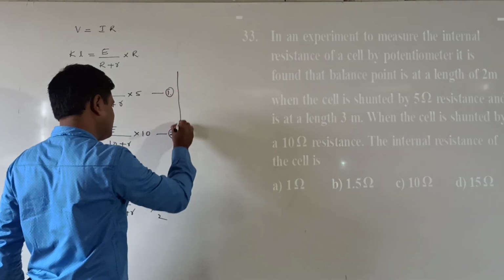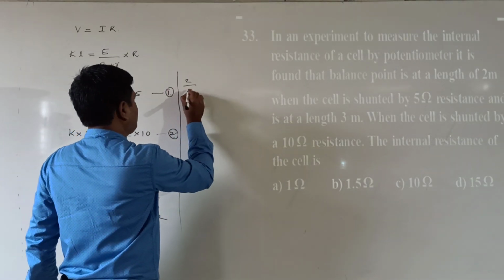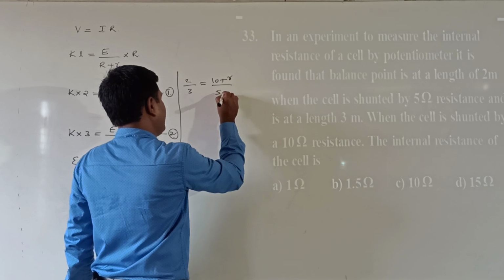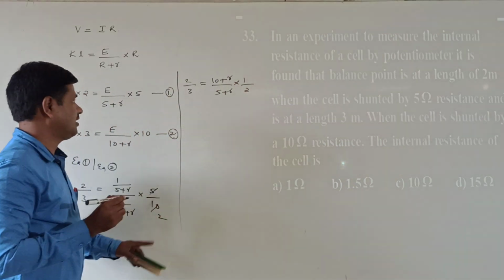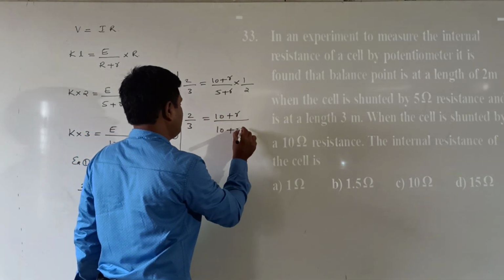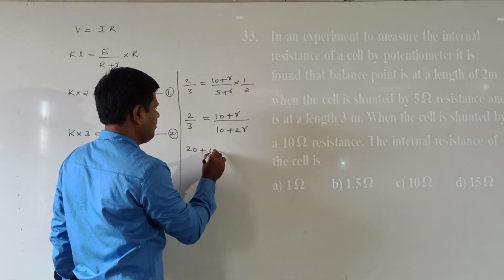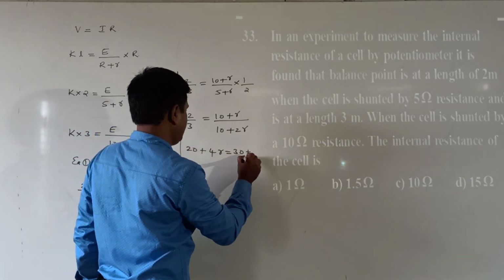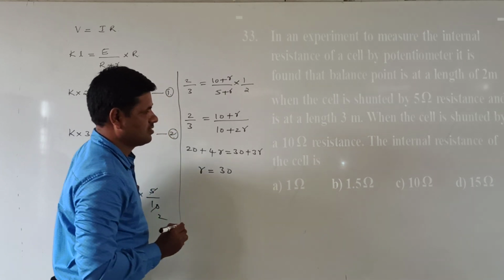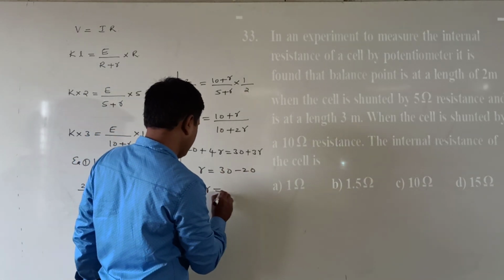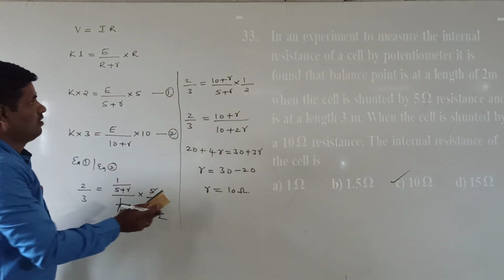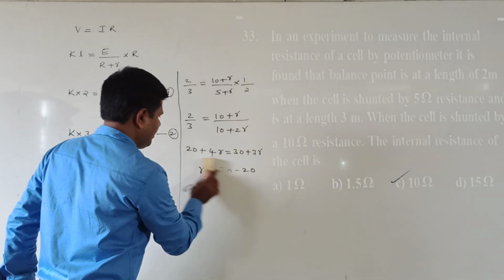From this, 2 by 3 is equal to (10 plus r) by (5 plus r), into 1 by 2. So 2 by 3 is equal to (10 plus r) by (10 plus 2r). So 20 plus 4r is equal to 30 plus 3r. Now 4r minus r is equal to 30 minus 20, so r is equal to 10 ohm. Which option is correct here? C option is correct.